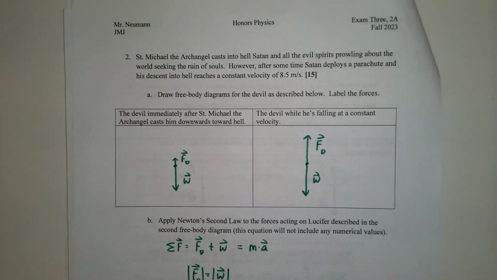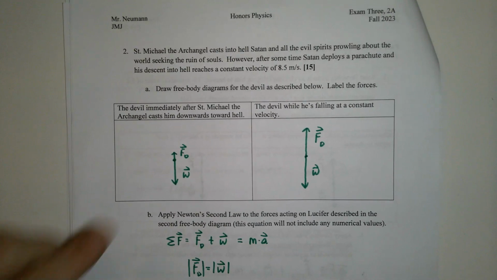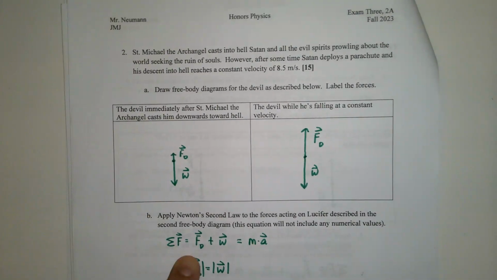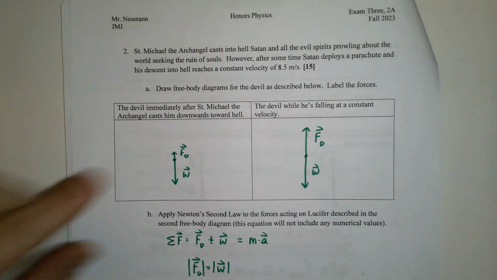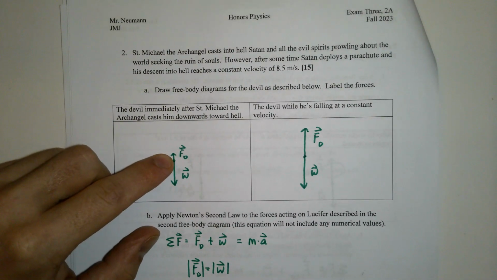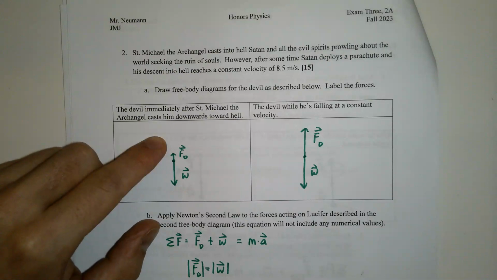For St. Michael the Archangel, as he casts the devil, Satan, or Lucifer, into hell, he has two forces acting on him, his weight and the force of drag. That's represented here by Newton's second law, force of drag and the weight. Force of drag opposes his motion, where if he's thrown downwards, then that force of drag must be upwards.